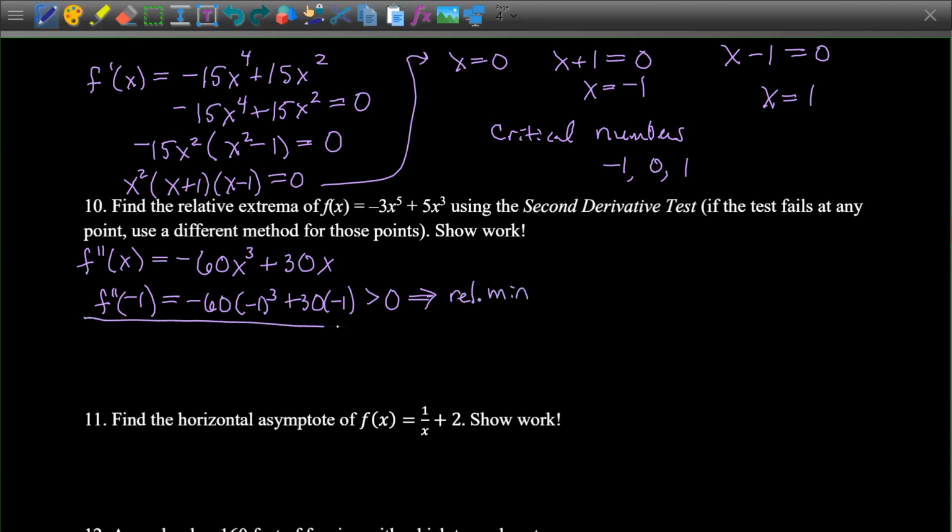Because f double prime is positive, that means that our function should be concave up, and that means that there would be a relative min just in that area around -1. We'll confirm that just in a second with our graph. So let's do f double prime of 1.